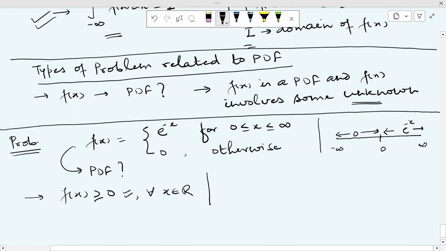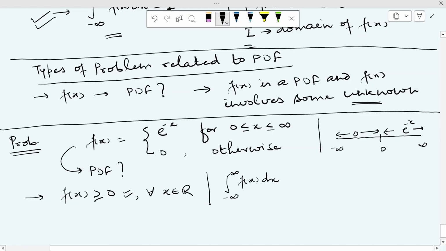Now we have to look at the second property. Because it is defined over the entire real line, we have to perform the integration from minus infinity to plus infinity of f(x) dx, and if this is a PDF, then this integral should come out as 1.